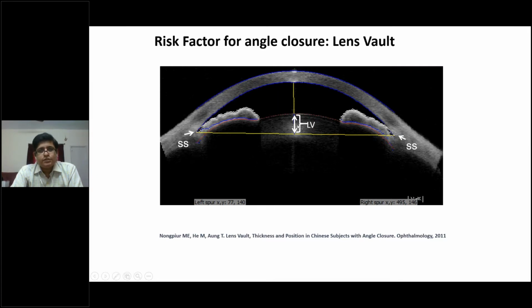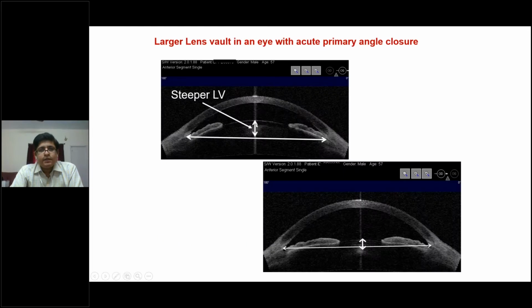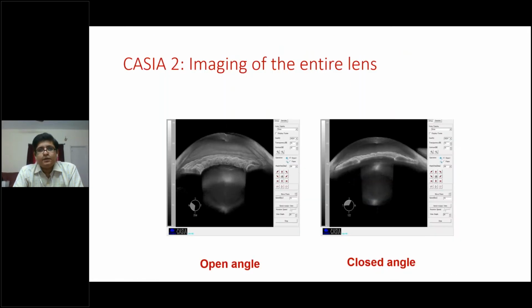You can see it is the lens vault, and if you see a steeper lens vault, you will end up having angle closure. So if you have a steeper lens vault and you have an open angle, those patients need to be watched, obviously. Of course, in a gonioscopy, you will see a slightly shallower anterior chamber. There are exceptions to these rules. Plateau-iris and myopic angle closures may be different.